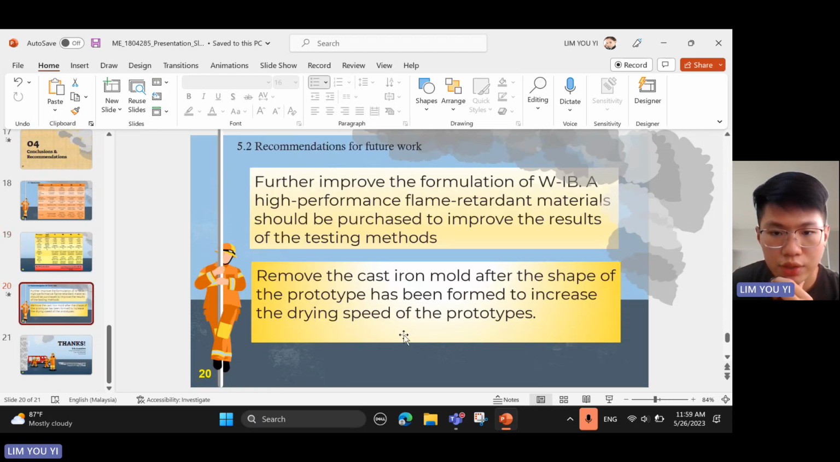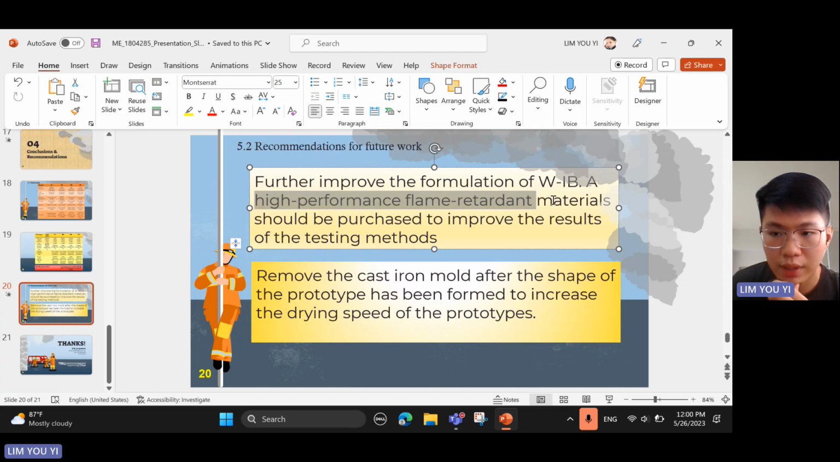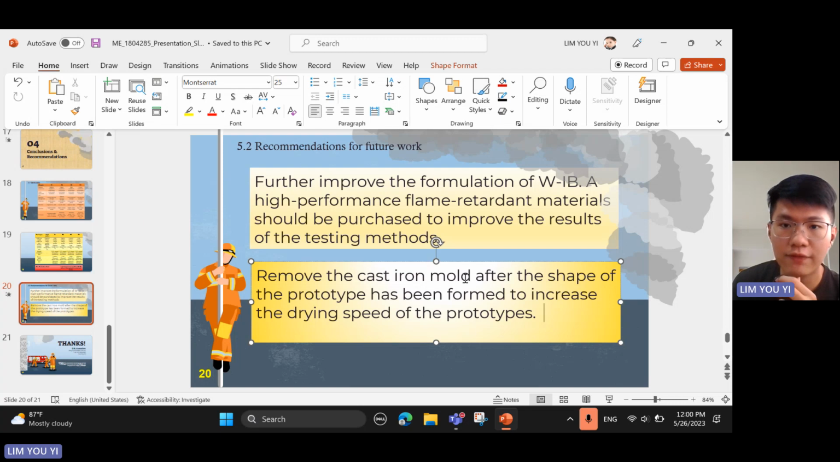In the recommendation section, it is highly recommended that the next researcher purchase high-performance flame retardant materials in order to improve the properties of the WIB, especially in terms of fire resistivity. Other than that, it is also recommended to remove the cast iron mold after the shape of the prototypes has been formed in order to increase the drying speed of the prototypes.